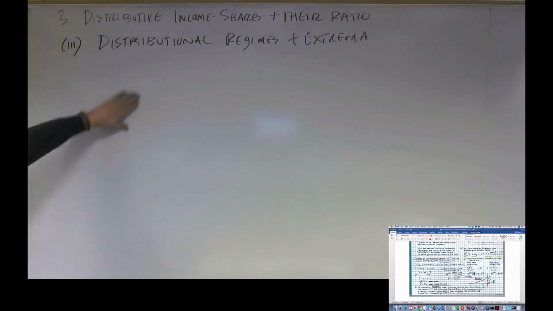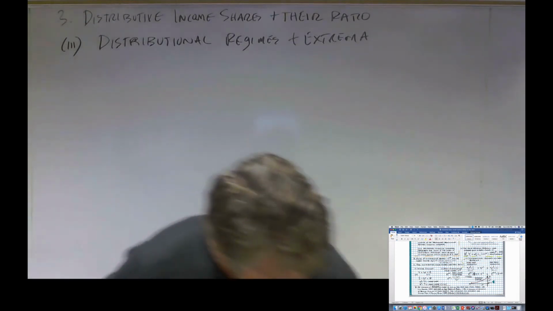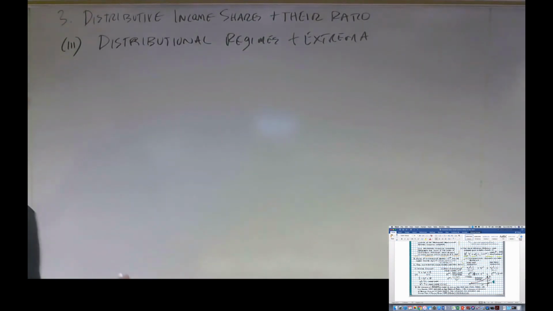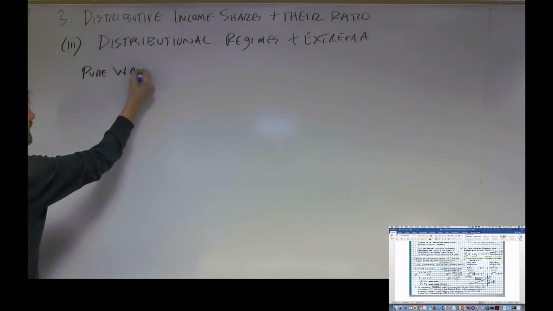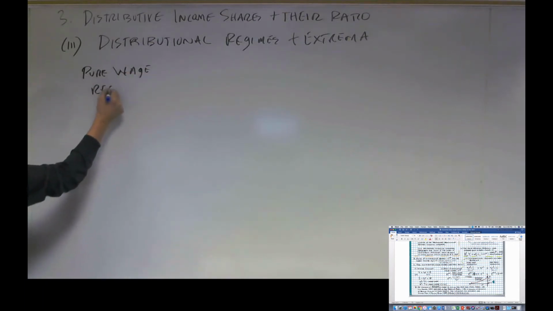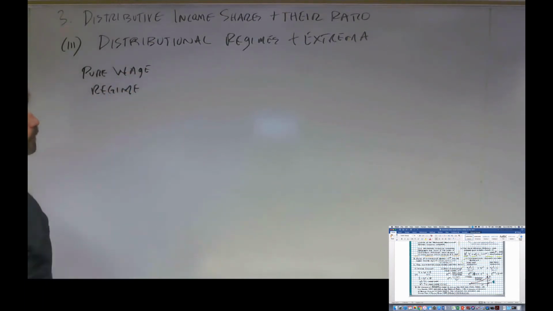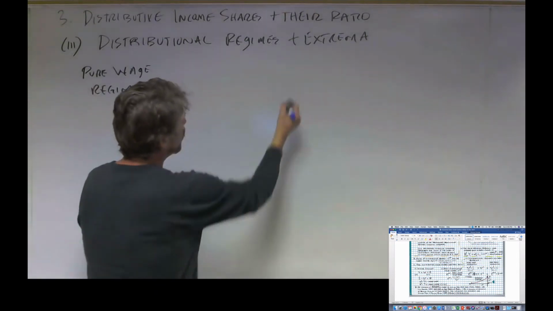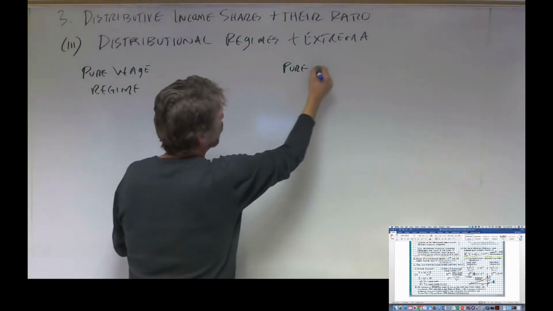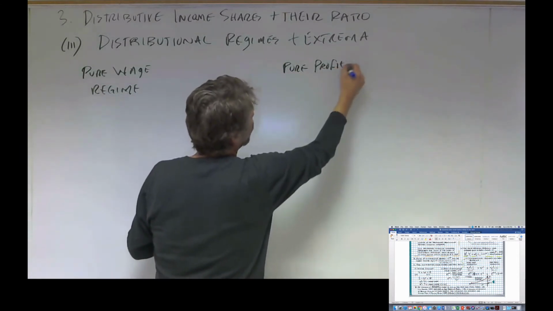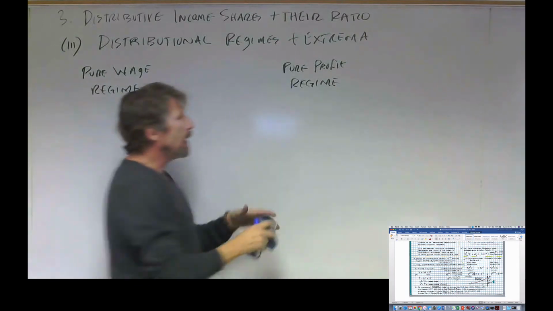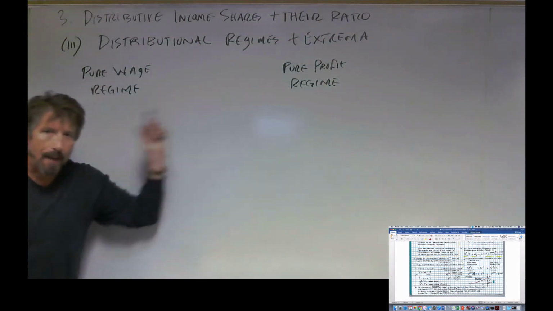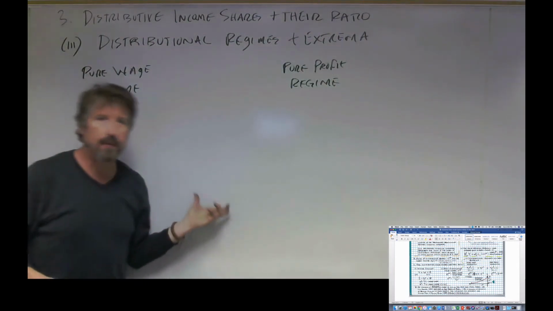But in any event, this is going to be the distributional regimes, and so what we're going to have is this. All we're talking about is this. We're going to have our value, our net output. There's going to be a pure wage regime of distribution, in that all of the net output goes to the wages. And then there's going to be a pure profit regime of distribution, where all of the value added goes to profit. And of course, the intermediate case is going to be what happens in between. The general case is what happens in between.